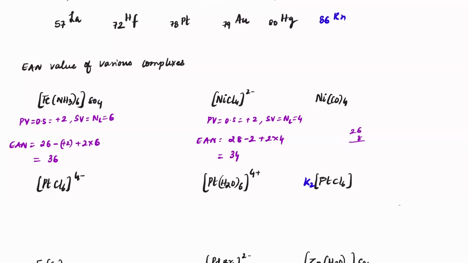So as per Sidgwick's rule, this is yet to attain stability. If it gains 2 more electrons, it will attain stability. This is only as per Sidgwick's rule.